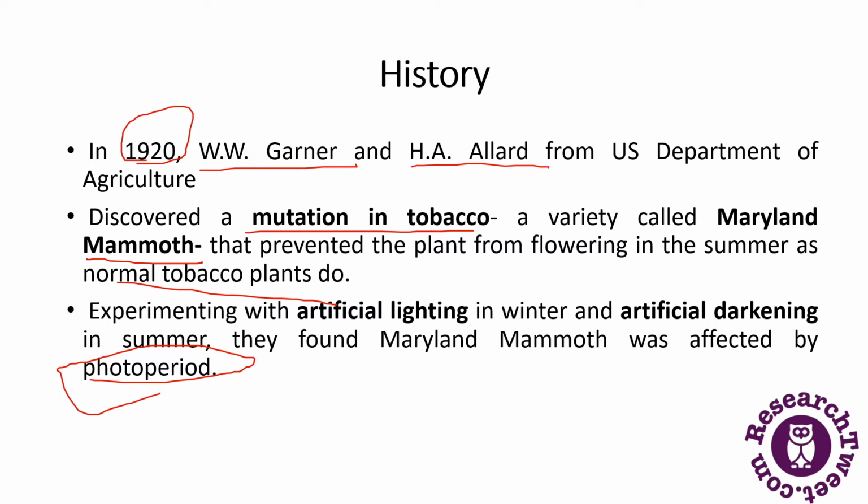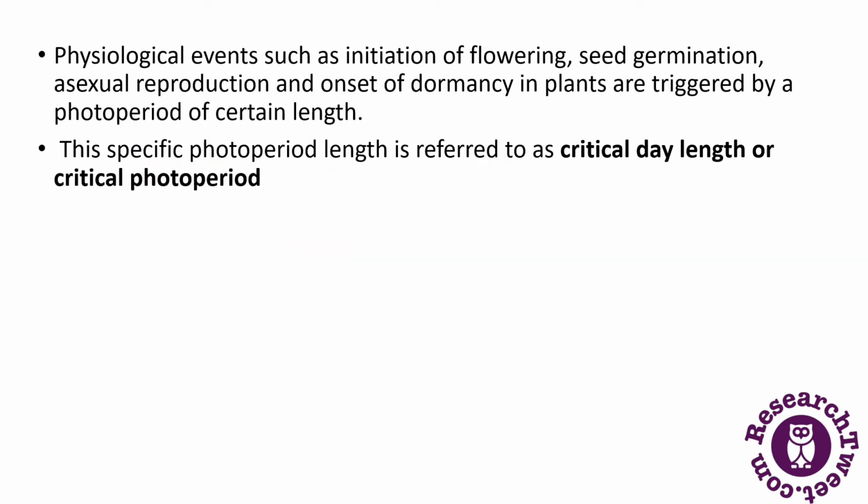That is, there was an artificial darkening experiment and an artificial lighting experiment. The artificial lighting experiment was done in the winters and the artificial darkening experiment was done in summer on the same Maryland Mammoth plant, which is a variety of tobacco plant where a mutation was found. So they came across the term photoperiod.